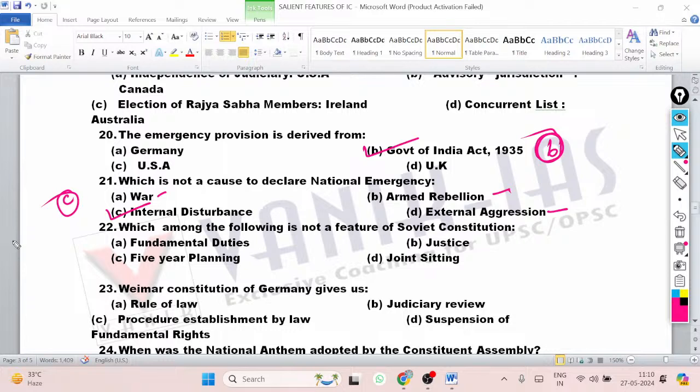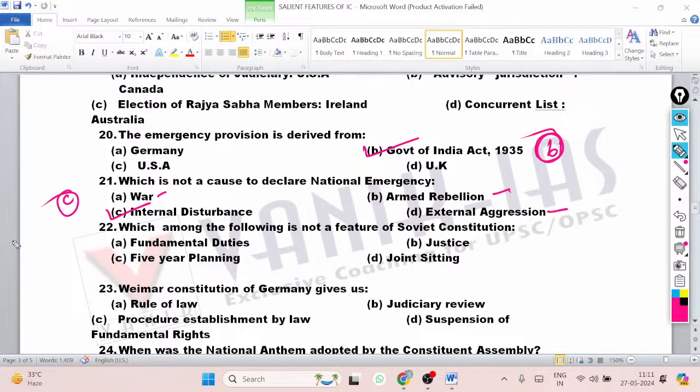But let me provide you some necessary information: internal disturbance was originally a condition, but in 1978, by the 44th Constitutional Amendment Act, the Morarji Desai government replaced the term internal disturbance with armed rebellion, because internal disturbance was quite subjective in nature and there was no clear-cut definition of what constitutes internal disturbance.